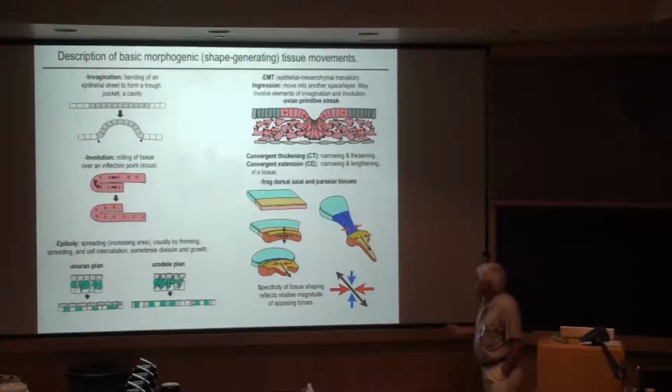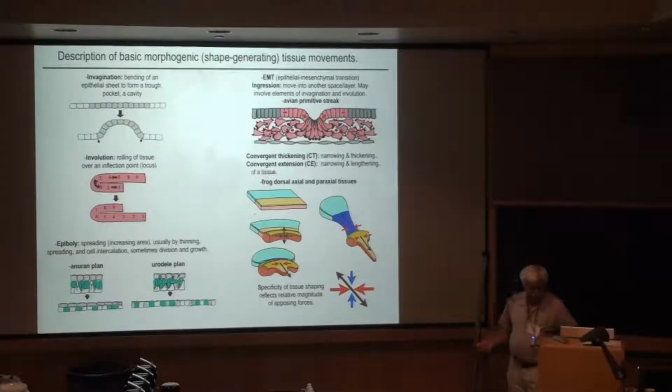And this is an example that we'll talk about today. Convergent thickening, a tissue narrows and it thickens in this direction, which is the radial axis of the embryo, and then it will narrow and continue to narrow, and it actually thins and extends. So there are various sorts of behaviors like that.